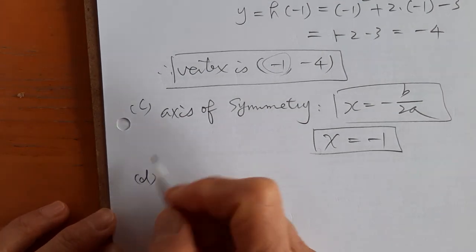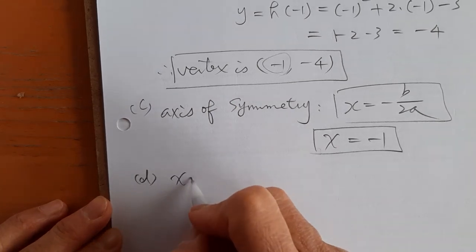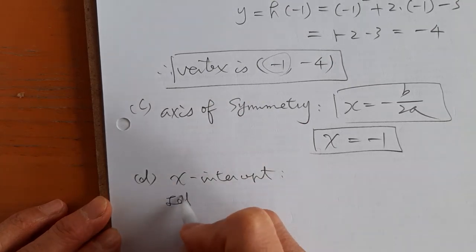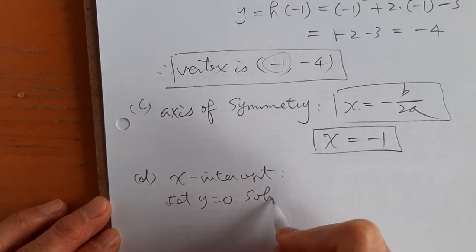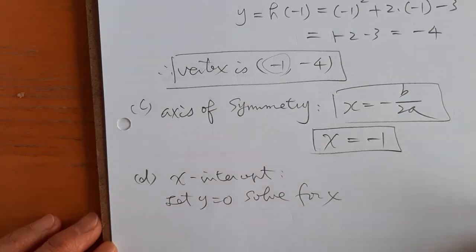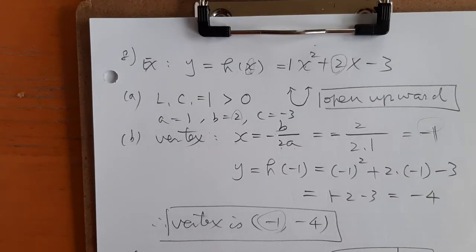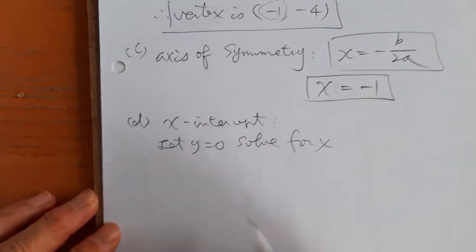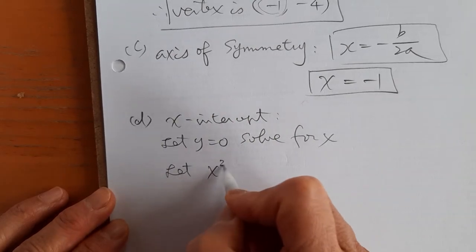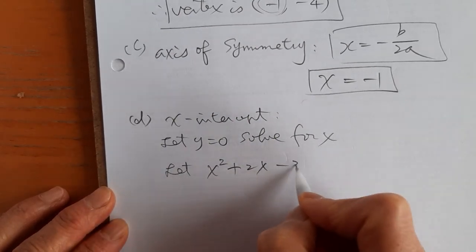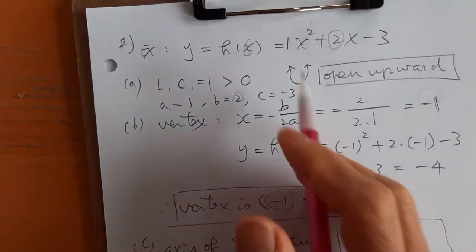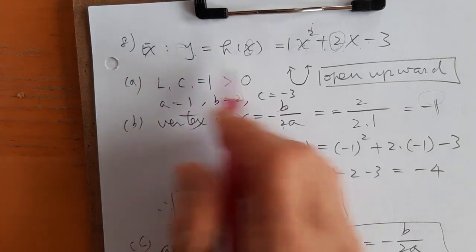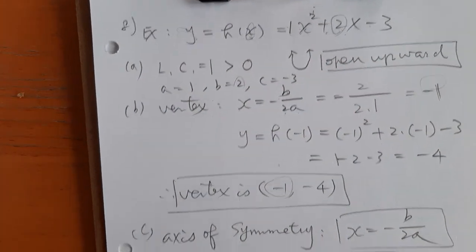And D, x-intercept. For the x-intercept, you let y equal 0 and solve for x. The original function is y equals x squared plus 2x minus 3. You let this y equal 0, so x squared plus 2x minus 3 equals 0. Solve for x, and those are the x-intercepts.